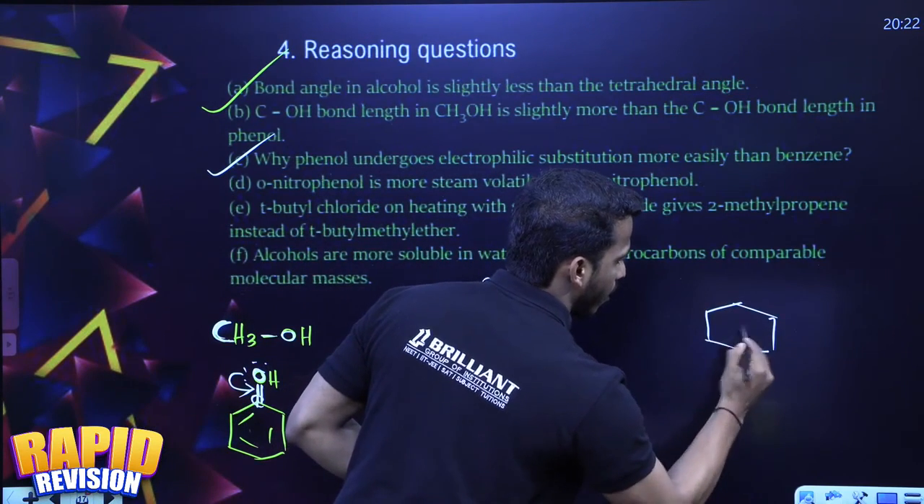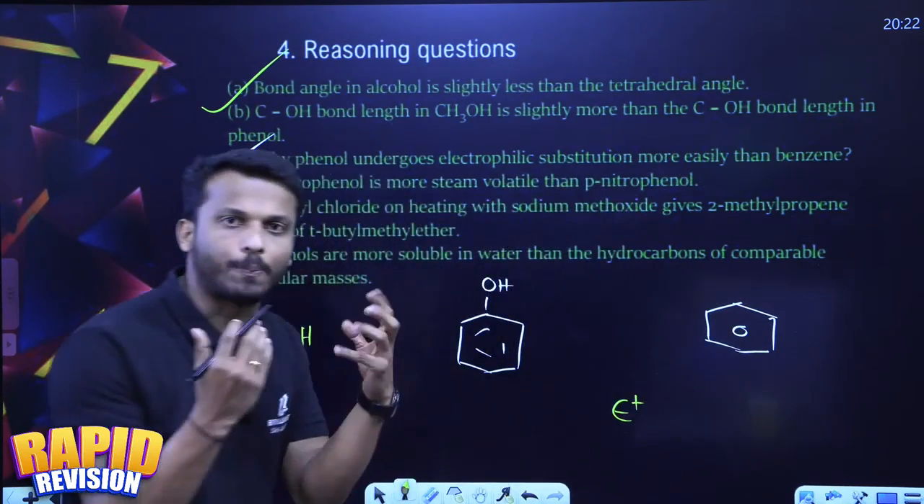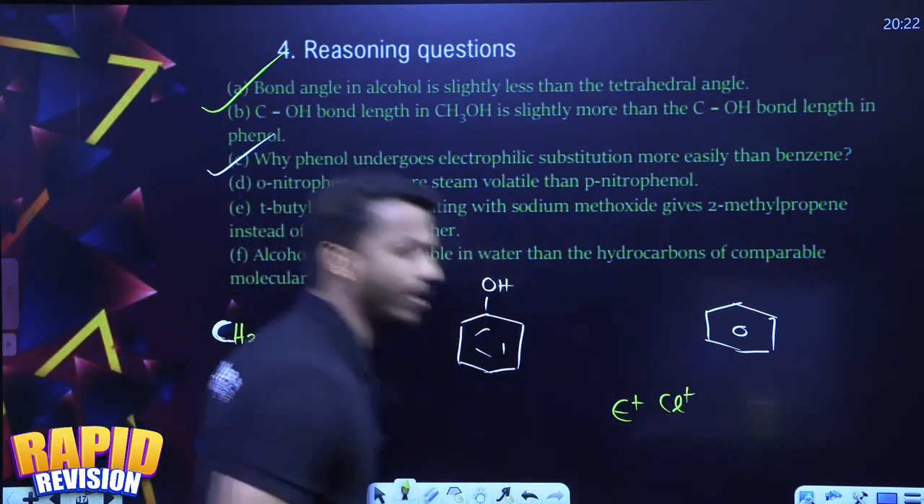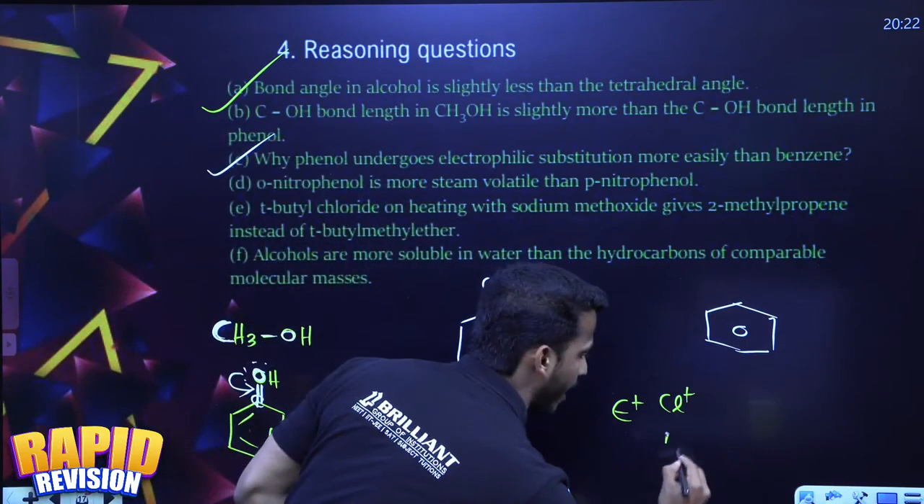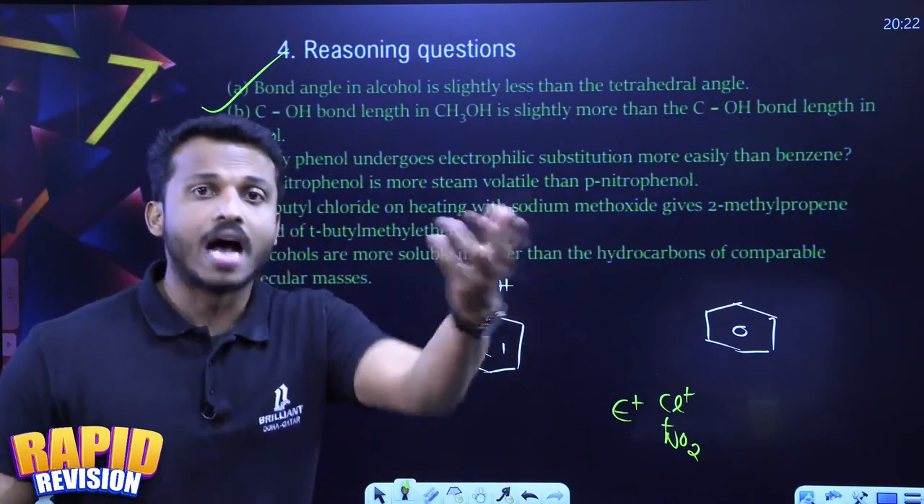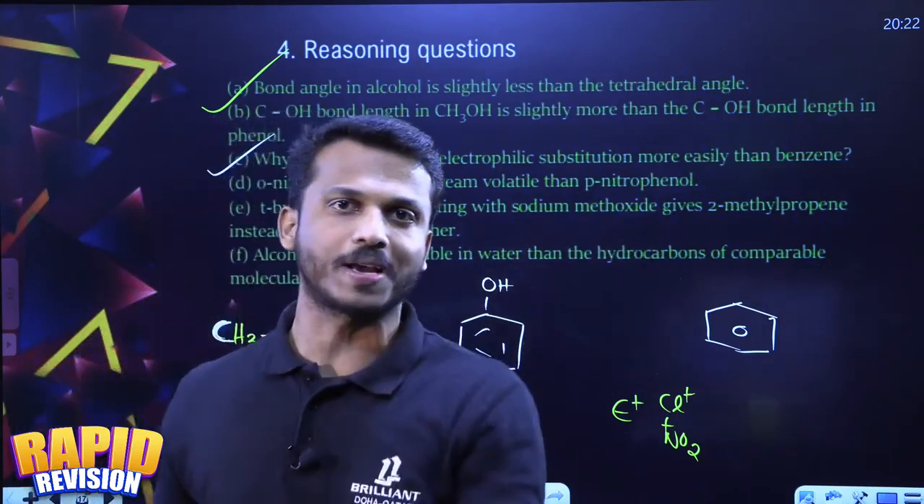Let me consider benzene. The electrophile is waiting with a positive charge. In chlorination, Cl plus is coming. During nitration, NO2 plus is coming. During sulfonation, alkylation, and acylation, all are electrophilic substitution because they come with an electrophile carrying a positive charge.